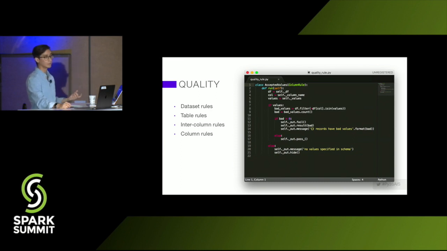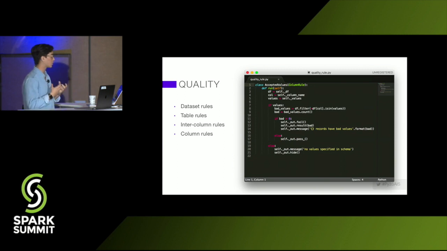There are table rules like row count, making sure the table is not empty, and making sure the table name is correct. And then specifically inside the column rules, there's a whole bunch of rules for checking that primary keys are unique, checking that foreign key references are good, field lengths, accepted values, and whatnot. So this is an example of the accepted values rule.